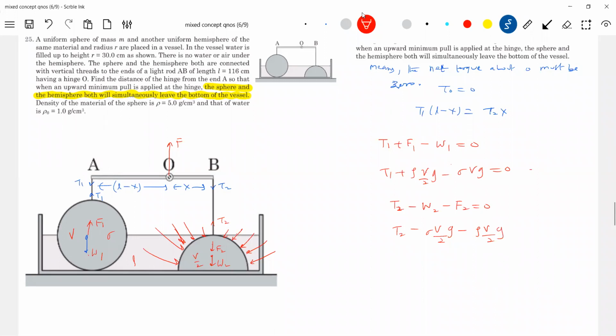Now, sir, how do you write F2? Net force exerted by the liquid on the solid, what is it equal to? Density of the liquid into volume immersed into g. I think I'll bring the expression for T1, T2. So X is the unknown thing which has to be determined. Solving this will get the required answer.